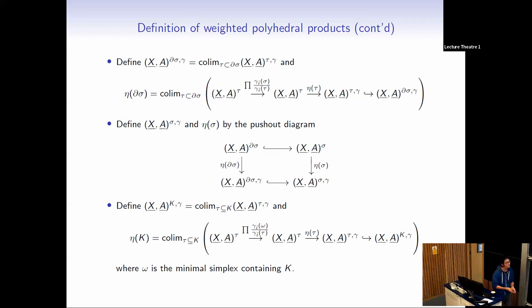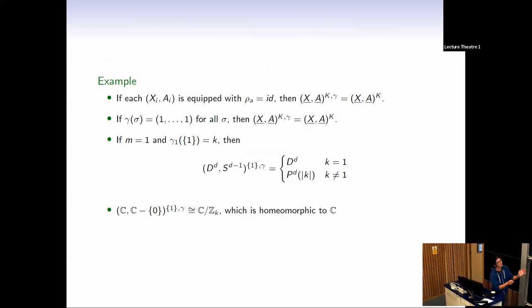Okay, here are some examples. First, if all the pairs of spaces (X_i, A_i) are just pairs of spaces equipped with trivial power maps, our weighted polyhedral products will just give you the ordinary polyhedral products. And similarly, if the power sequence is trivial, then the weighted polyhedral product is also equal to the ordinary one.